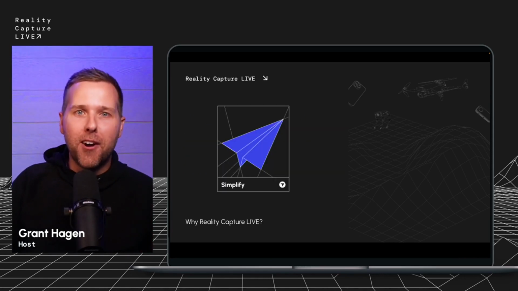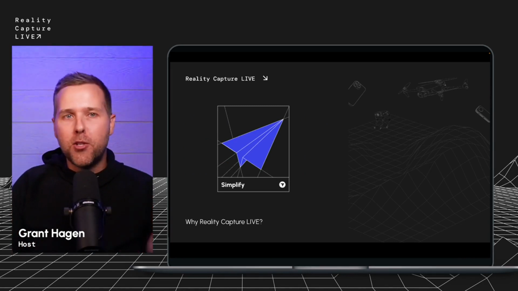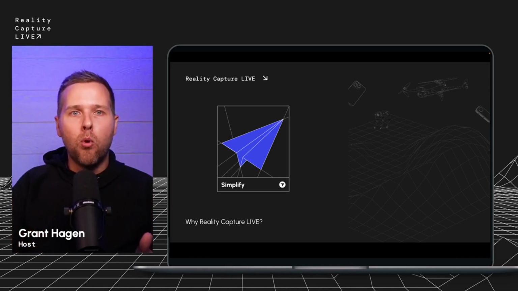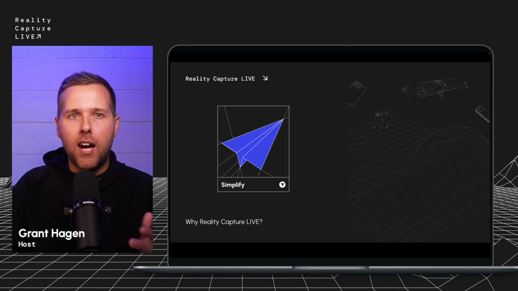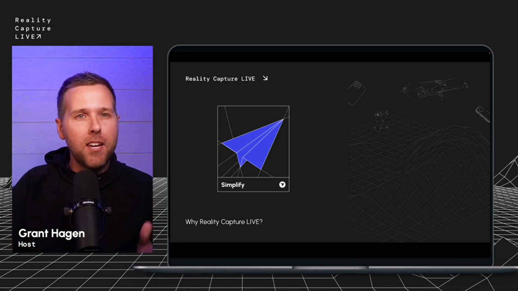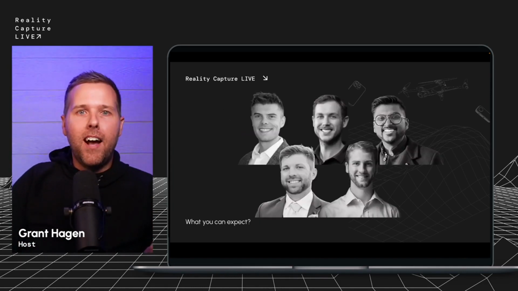The idea of Reality Capture Live bred from one of our core values here at DroneDeploy, and that is simplify. So if you saw the trailer, if you tuned in to how this thing really started, we want to find more ways to help bring simplification to reality capture. It's one of our core values at DroneDeploy, and we think it is really meaningful to this topic. That's the goal of what we're trying to do here, to help simplify this topic. It can be really confusing and I think it can be really overwhelming at times. And so that is our purpose, to help simplify this idea of reality capture. And so what can you expect?